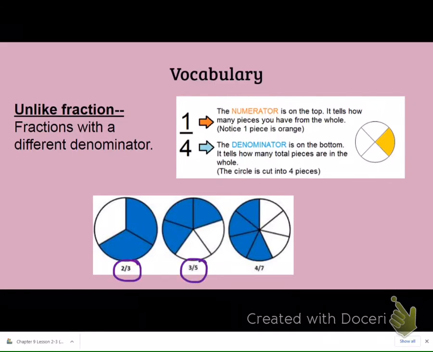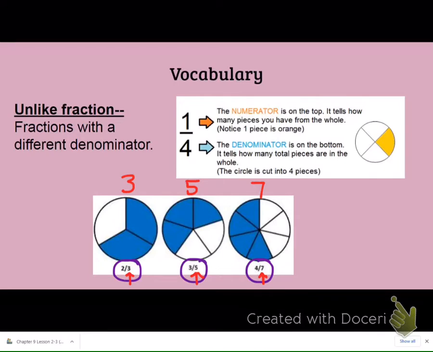2/3, 3/5, 4/7. If you look carefully at the denominators of all of these fractions, none of them are like. This one has a denominator of 3. This one has a denominator of 5. This one has a denominator of 7. Now remember, that bottom part of the fraction is how many pieces we are cutting it into. So this is cut into 3 pieces. This one is cut into 5 pieces. This one is cut into 7 pieces. Okay? That is our denominator.